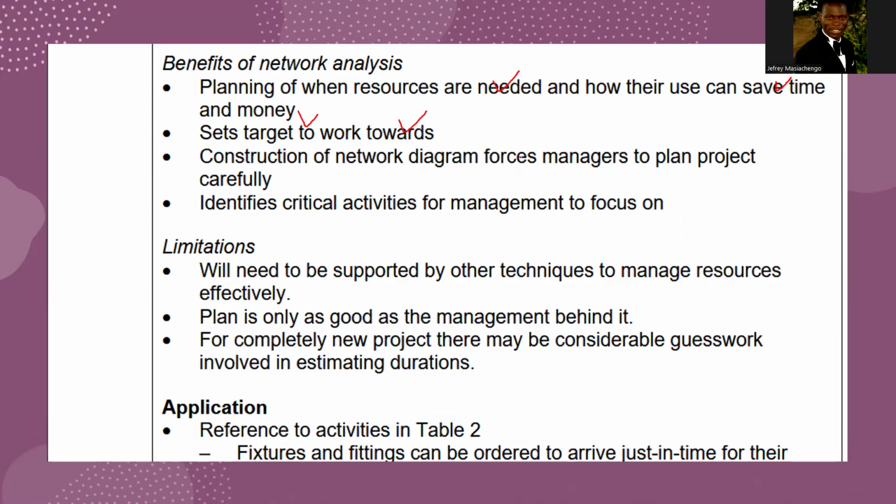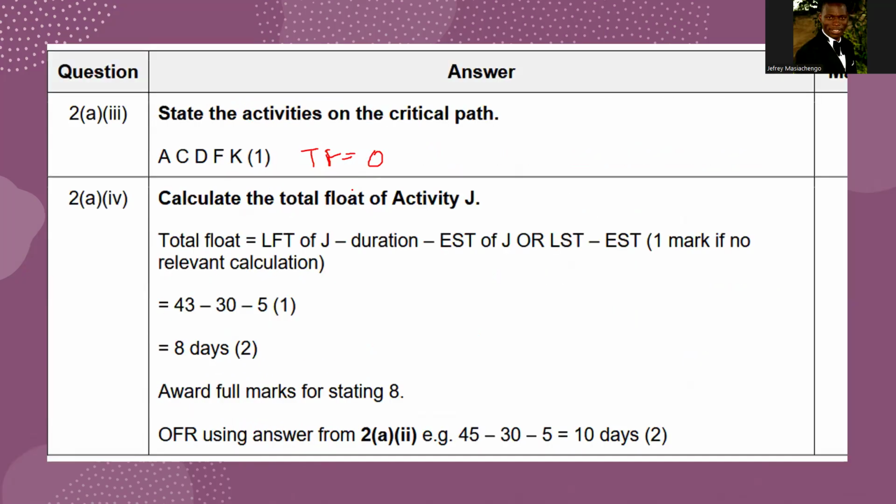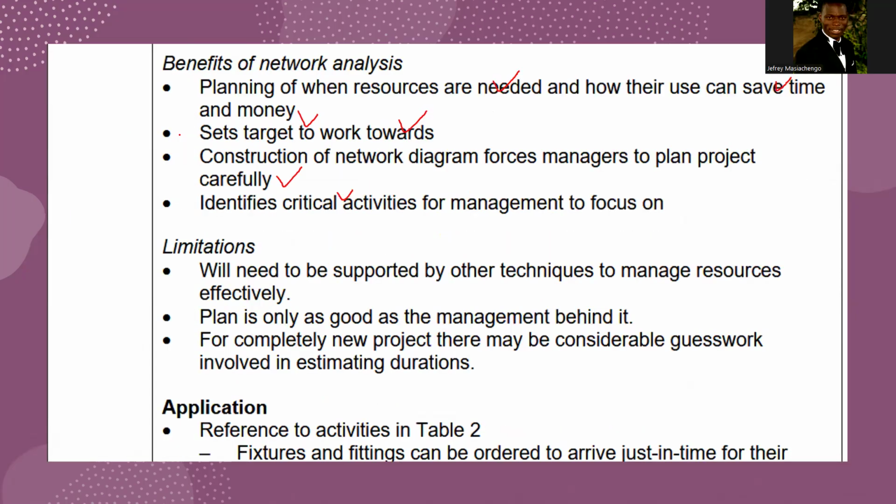Construction of a network diagram forces managers to plan the project carefully. It identifies critical activities for management to focus on. So we can identify critical activities, like in this case, these are all critical what? Activities. The managers are supposed to focus mainly on critical activities. Okay, I think you can expand it better.